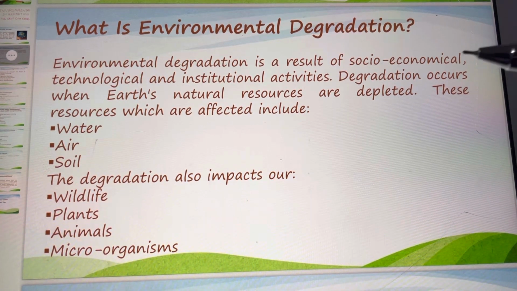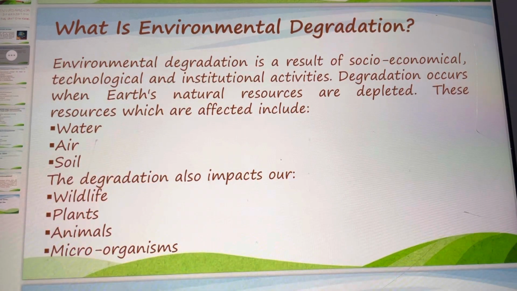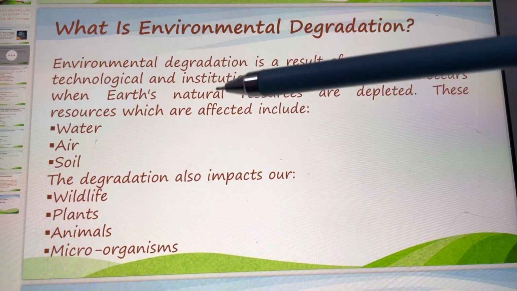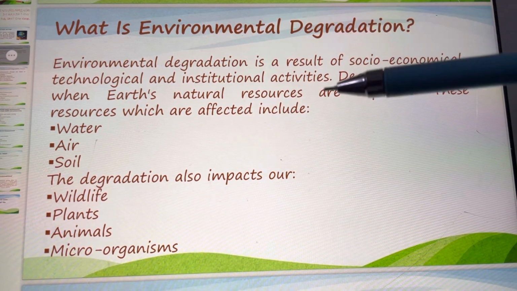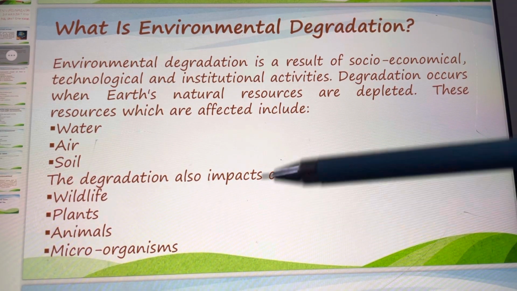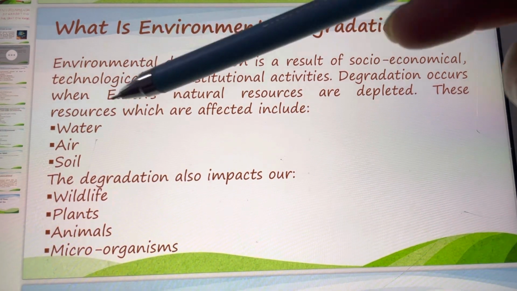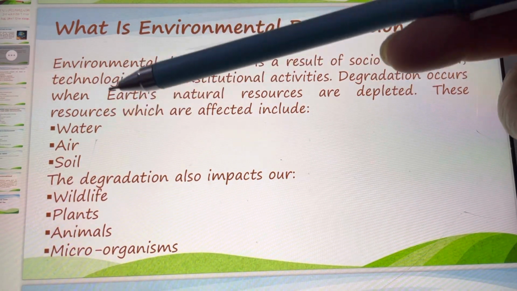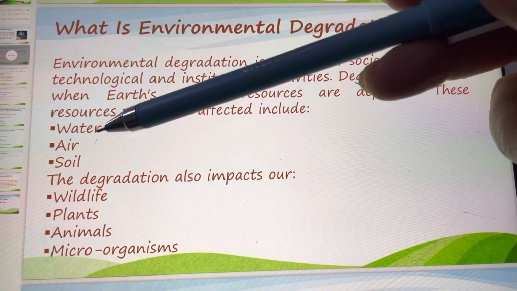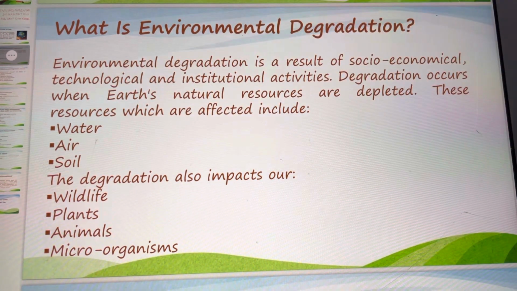And which are these resources? These are the natural resources. What are these natural resources? These natural resources are water, air and soil. Besides these three, the degradation also impacts our wildlife, plants, animals and microorganisms. All of these are important because water is very important for a person, as 70% of our body is water. Air is also important because if we do not breathe, we can't survive. Soil gives us food and other things for survival.